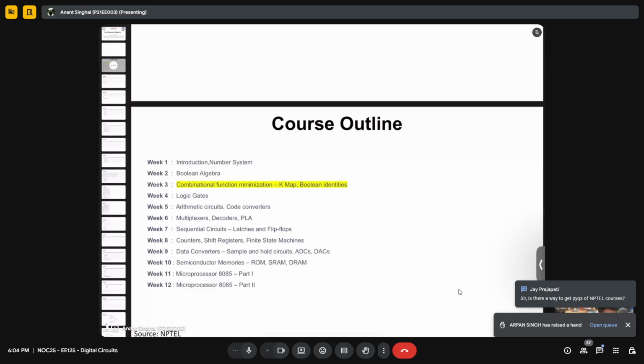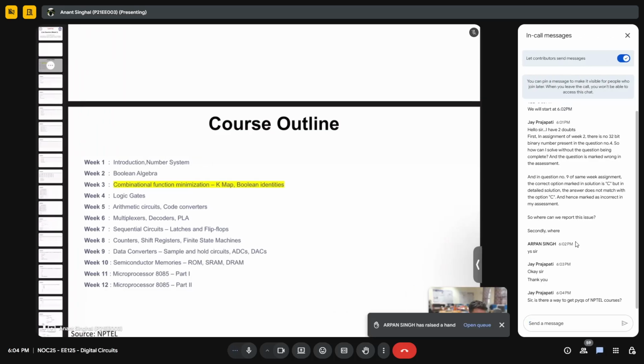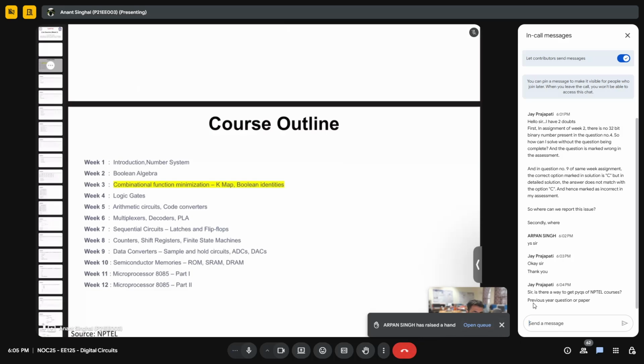Okay, what do you mean by that? And again, someone has raised their hand. Previous year. Okay, I'm not sure about that. Maybe I'll take a look if it is possible to get the previous year question papers. Maybe you can try searching on Google, but I'm not completely sure whether they release the question papers or not.